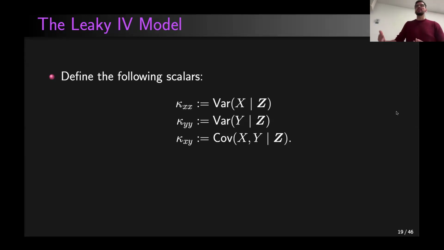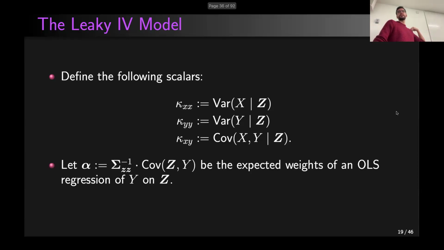This is all just conditioning on z in every case. And that's going to be these kappa things. We're also going to need to define this alpha vector, which just think of this as the expected weights of an OLS regression of y on z. So beta is the expected weights of an OLS regression of x on z. Alpha is the coefficients for a y on z regression.